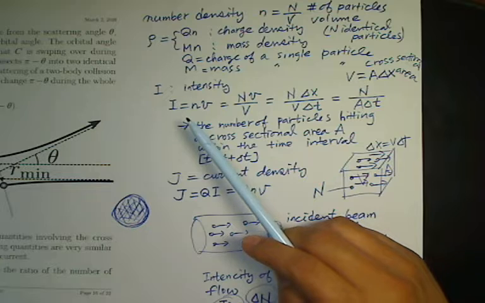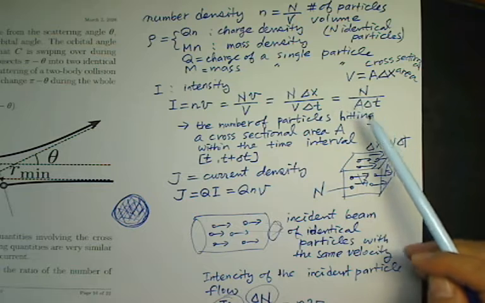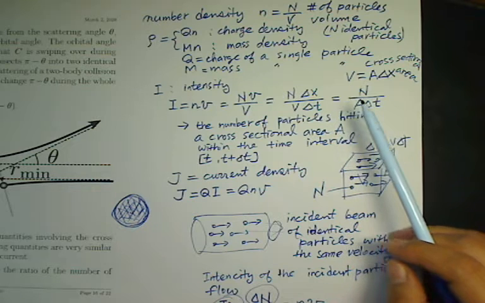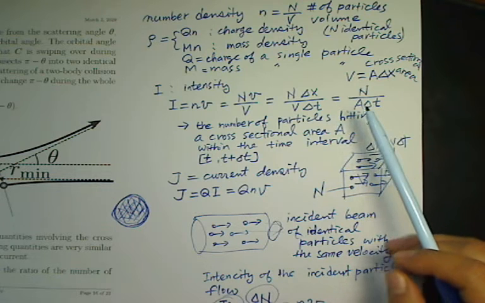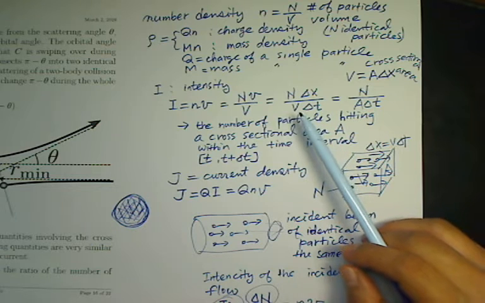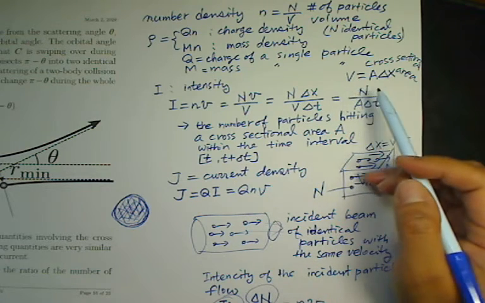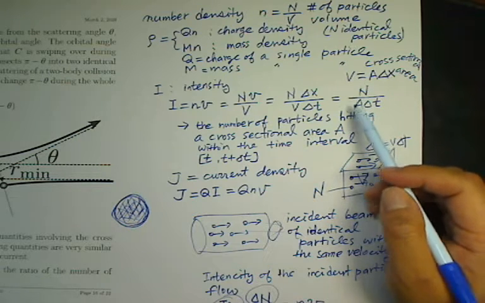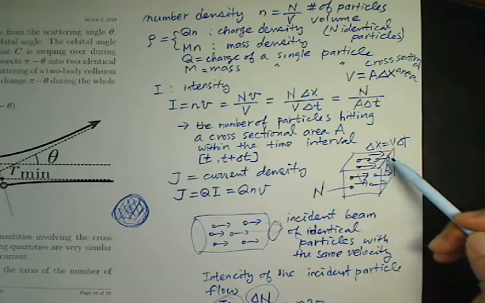Next, we consider the intensity. Intensity is defined by the number of hits per unit cross-sectional area per unit time. And if you multiply by velocity, delta x on both sides, then the cross-sectional area times delta x is a volume.